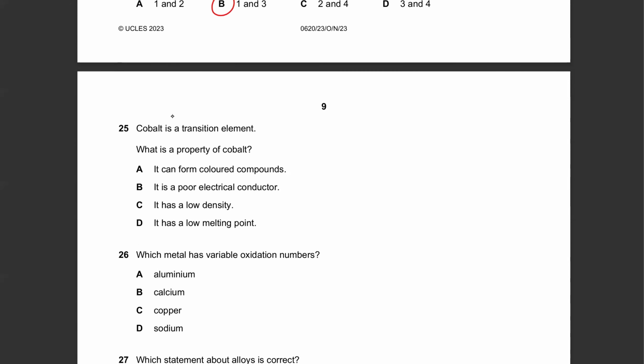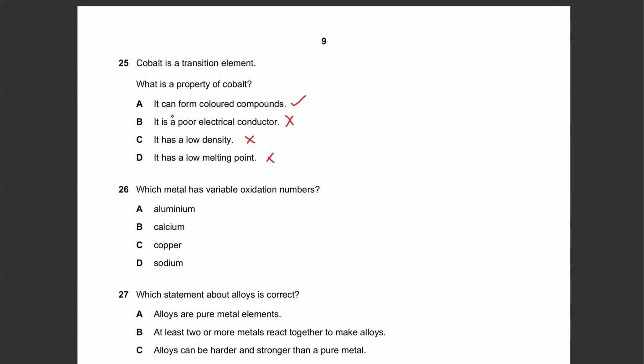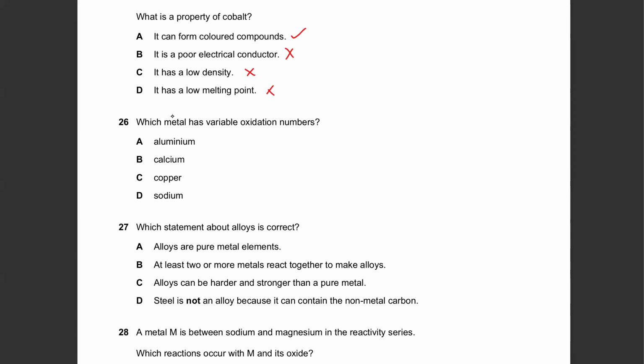Cobalt is a transition metal. What are the properties of transition metals? They have variable oxidation states, and they're colorful. They make colorful compounds, and they're catalysts. They have high melting points and high density. Which metal has variable oxidation numbers out of these four? Copper. Yeah, that's copper itself.